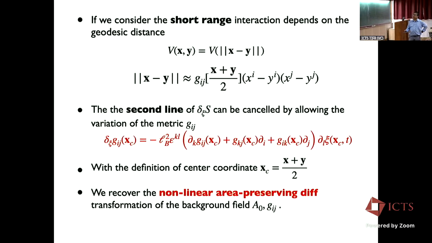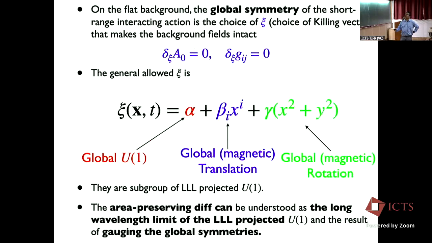So now we recover the nonlinear area-preserving diffeomorphism of the background field, and it is an invariant of the action. However, it's not a symmetry. It is not a symmetry. The reason is that on the flat background, the global symmetry of the action is only a symmetry if we choose the Killing vector such that it makes the background intact.